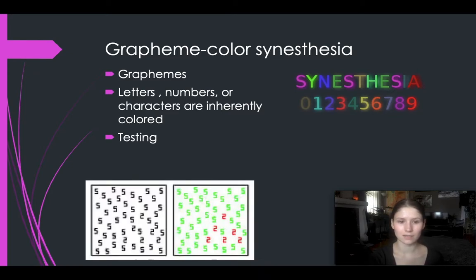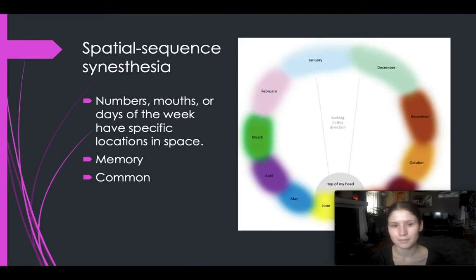So for testing this, here's an example. On the left we have the normal person that would experience it this way, and on the right we have the synesthete that would experience it this way. So you can see how it might be easier for them to associate and find certain patterns in problems like this. And this is also a very common form of synesthesia.